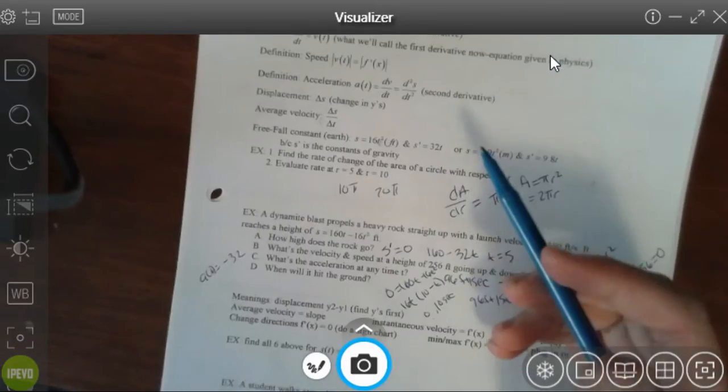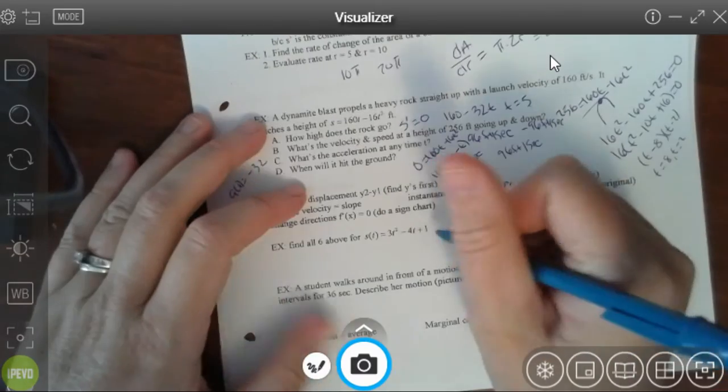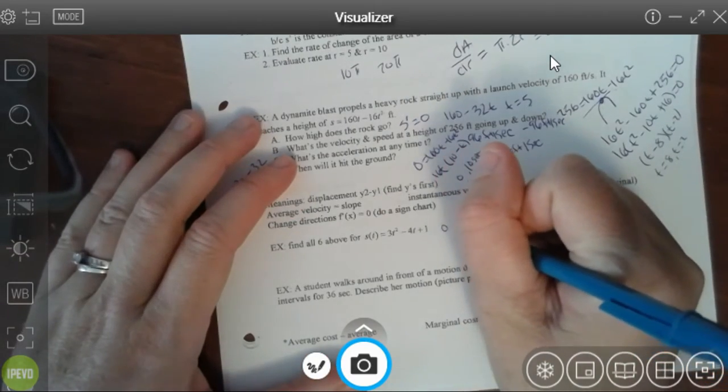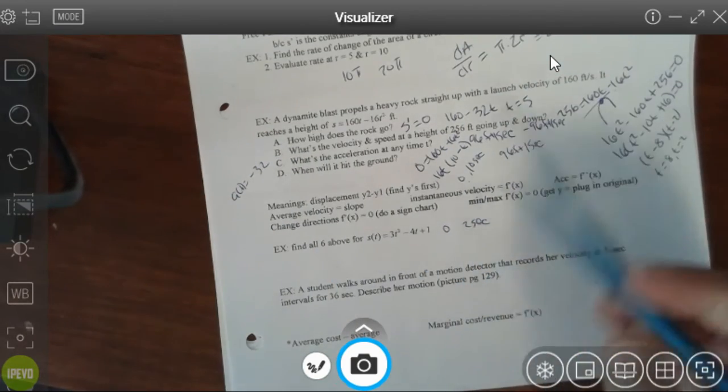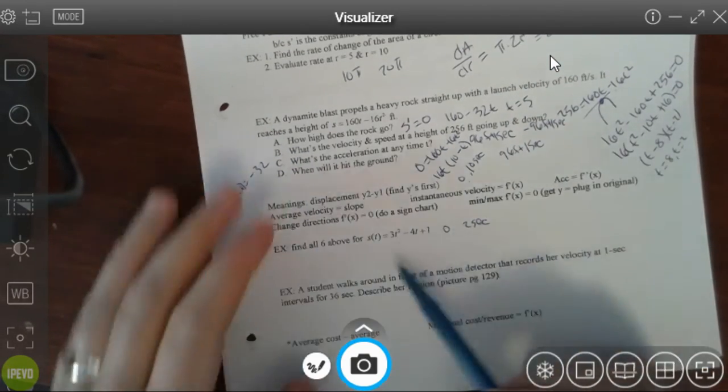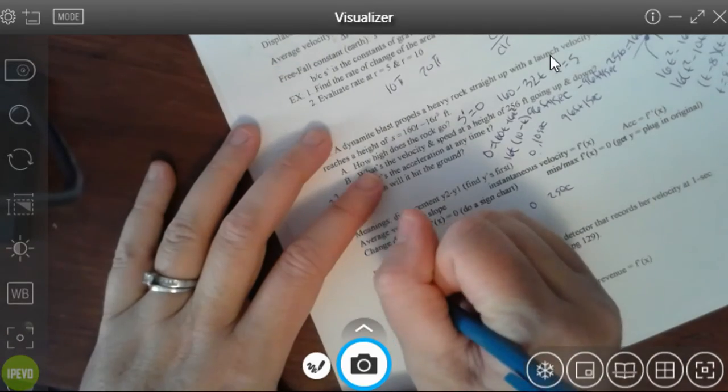So let's say find this first. We're going to find all these things, let's say from 0 to 2 seconds, or at 2 seconds if it's an at-a-point question. So to find this displacement, plug in 0. So I plug in 0, I get out 1.